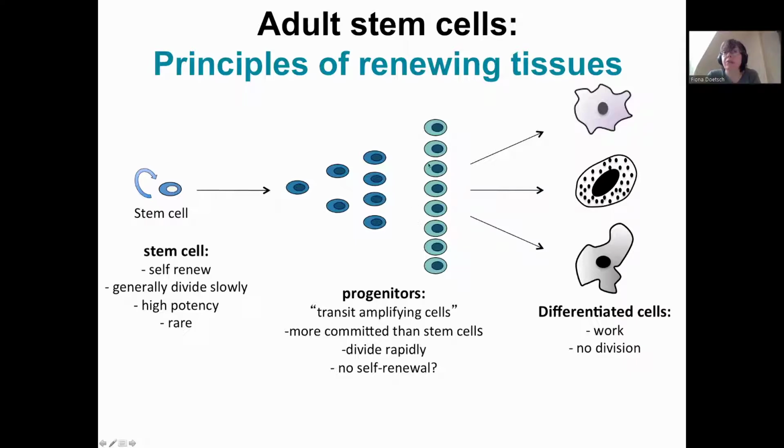These transit amplifying cells or progenitors then give rise to progressively more restricted cells that become fully differentiated and no longer divide. So these are post-mitotic cells.